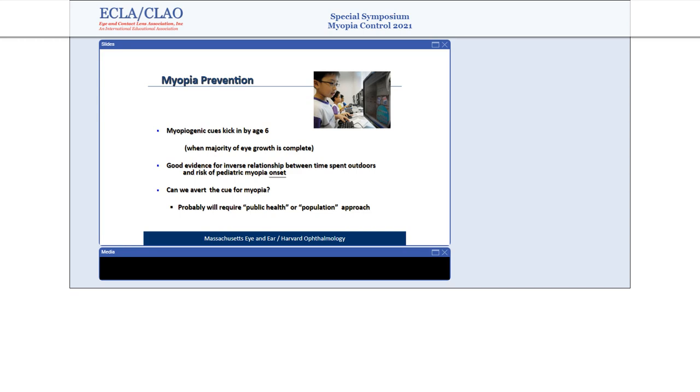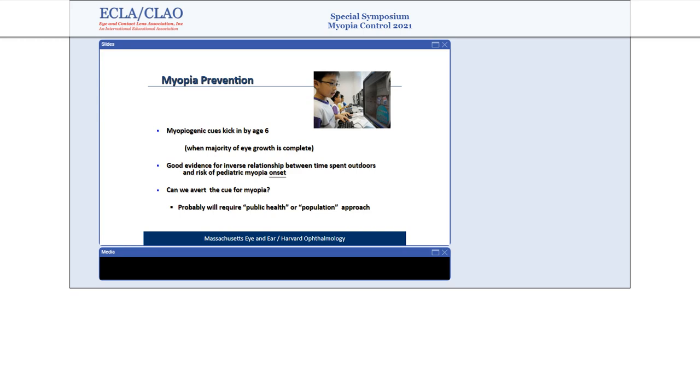That is, somehow outdoor time shuts off the switch that makes the eye grow. So the question is, can we avert the cue for myopia? That is, can we make sure that switch happens? And that's probably going to require a public health or population approach. And our best understanding now is that light exposure, bright light exposure in the early years, outdoor time, is important in turning off that switch.